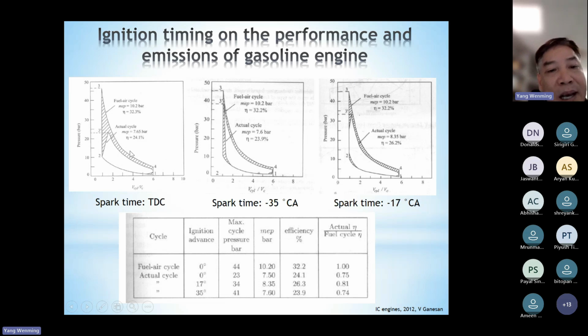Okay, so next one, as we retard the ignition timing, for example, spark timing at TDC, then we can see the efficiency also drops a lot compared with this optimal one. Why?